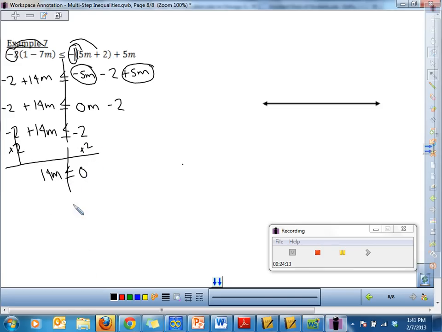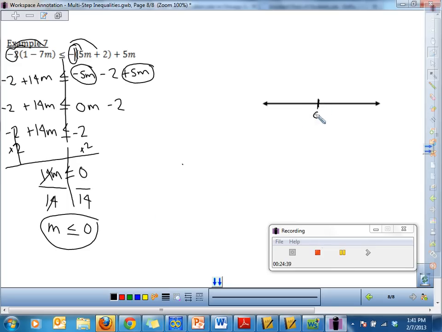Now, I still need to get n by itself. So, how do I get n by itself? Well, I know that between 14 and n is multiplication. So to undo that, I'm going to divide by 14. Now notice, I'm dividing by a positive. So I do not need to flip my sign. I'm going to bring down my n, bring down my less than, and 0 divided by 14 is 0. So I think my solution is that n is less than or equal to 0.